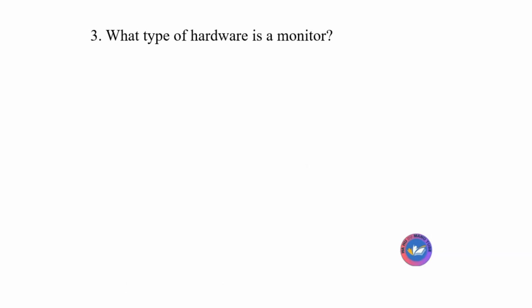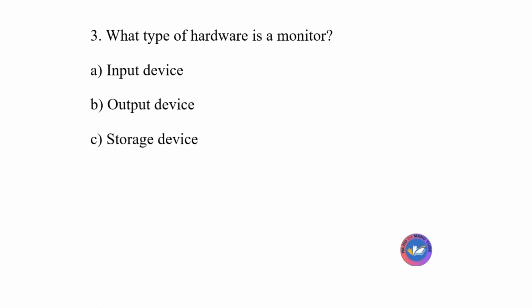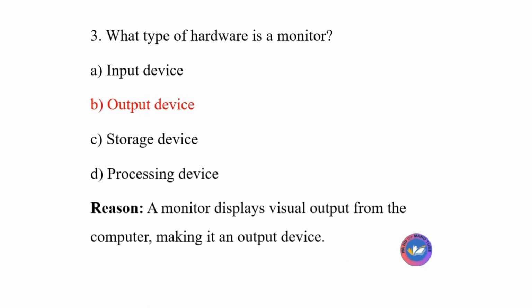Question number 3. What type of hardware is a monitor? A. Input device. B. Output device. C. Storage device. D. Processing device. The answer is output device. A monitor displays visual output from the computer, making it an output device.